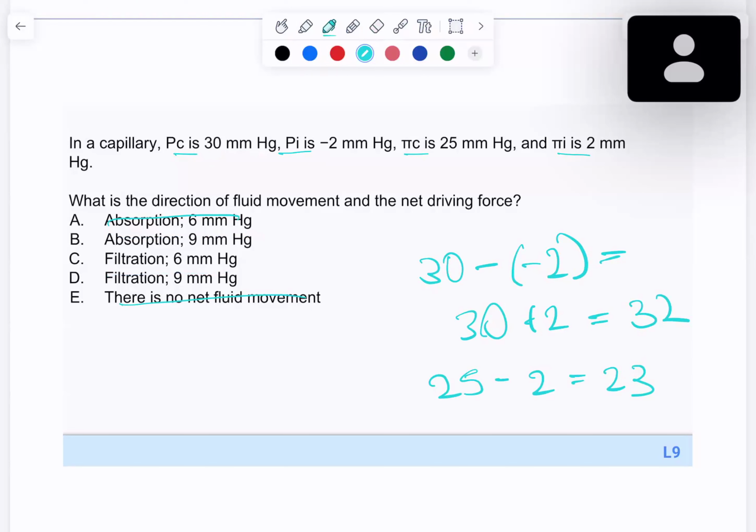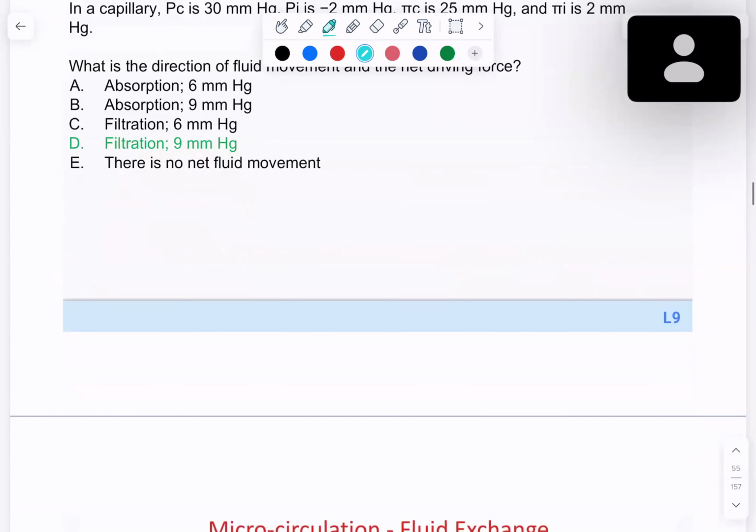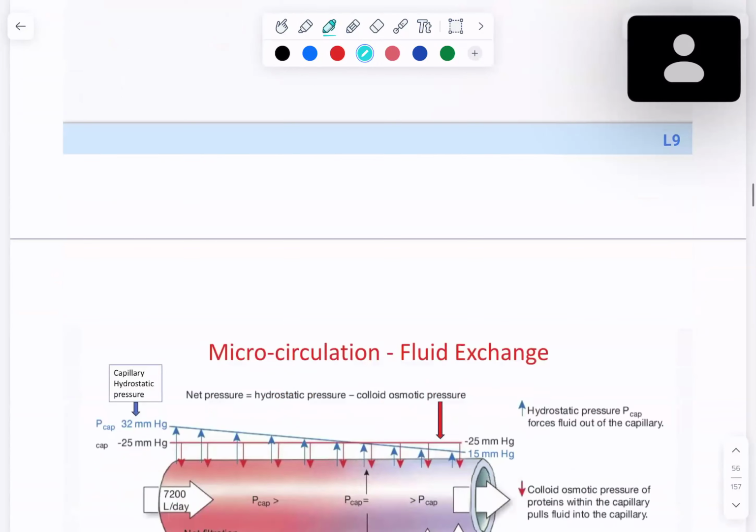Oh, wait, where is 6? Okay, so is it absorption or is it filtration? Here, you need to look at, first of all, which one is higher. Is it the capillary hydrostatic pressure or the oncotic pressure? And in this one, hydrostatic pressure is higher, and so I definitely have filtration going on. And so the answer is indeed D.